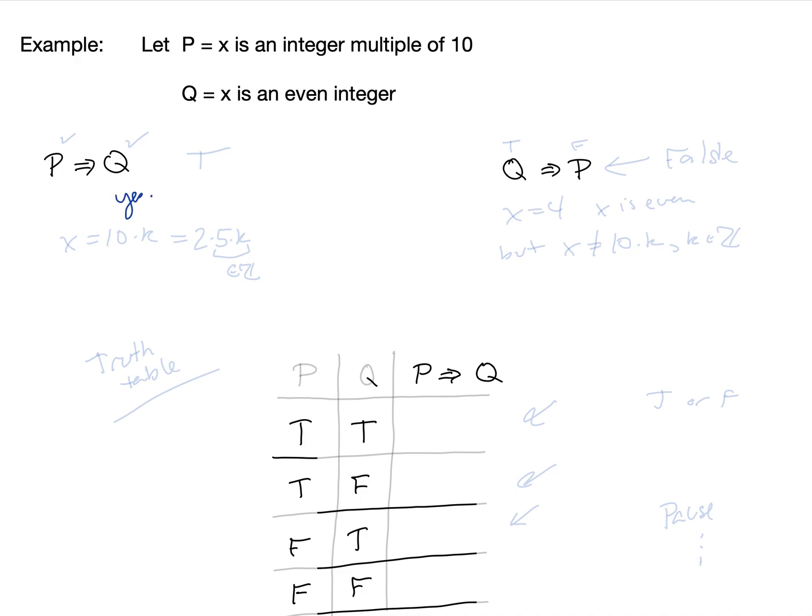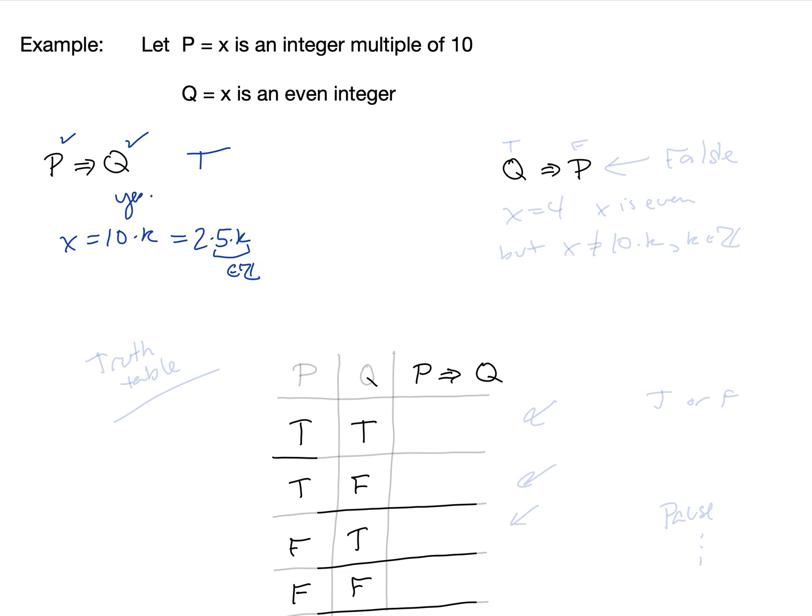Yes, this will always be true. If x is 10 times some other integer k, then we could also write that as 2 times 5 times k, where this is an integer. And so, yes, if x is an integer multiple of 10, then x will also be even. Anytime that P is true, Q will also be true. So P implies Q is a true statement.